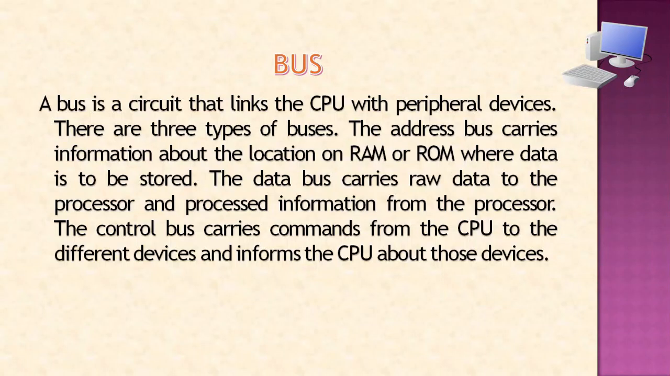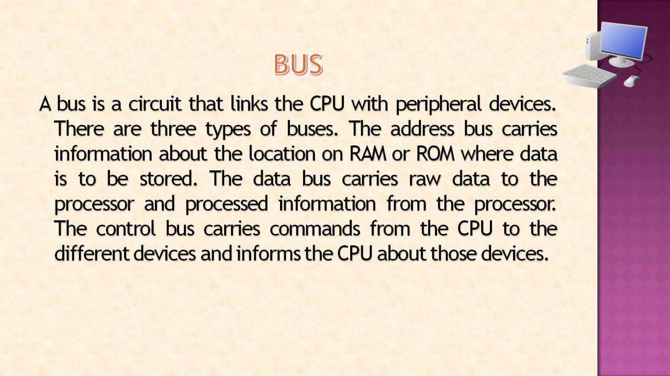Bus. A bus is a circuit that links the CPU with input and output devices. There are three types of buses. First one is the address bus, second one is the data bus, and third one is the control bus.